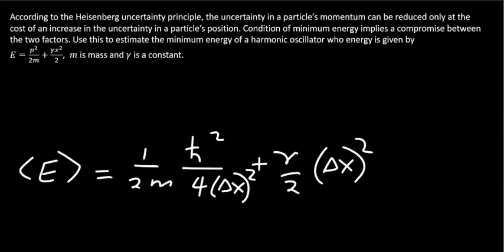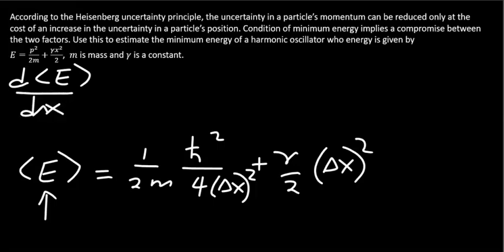What that means is now the minimization of E reduces into just an ordinary calculus problem. So all we have to do is to take the derivative of E with respect to delta x, and then later equate that expression to 0 to proceed. But first let's determine the expression for the derivative.